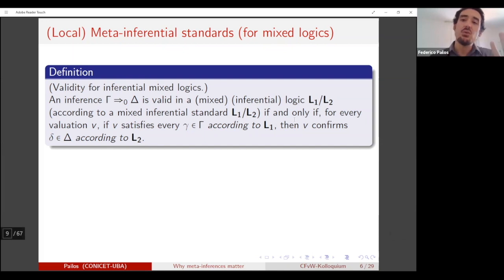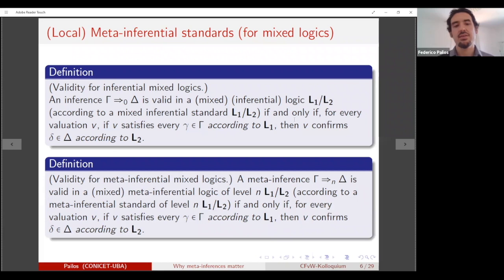So a natural way to extend this notion to the metainferential level is in the following way. A metainference is valid in a metainferential logic L1, L2, or is valid according to the metainferential standard of level n L1, L2, if and only if every valuation that satisfies every premise according to the standard L1 also satisfies at least one conclusion according to the standard L2. Here, L1 and L2 are satisfaction standards for the previous level, satisfaction standards for metainferences of level n-1. So in both cases, both in the inferential and the metainferential case, validity is understood as preservation of validity.